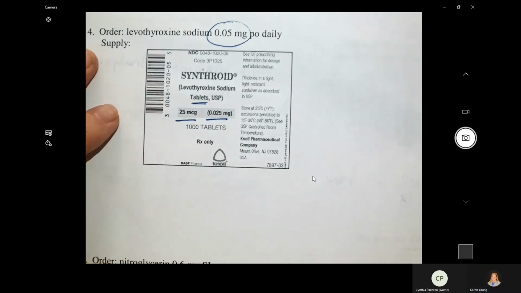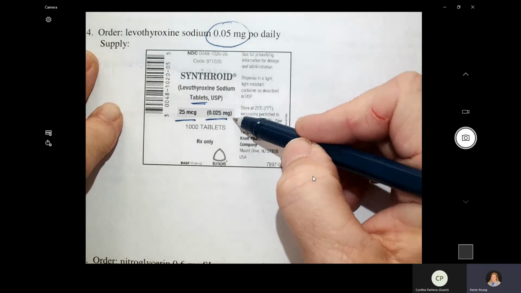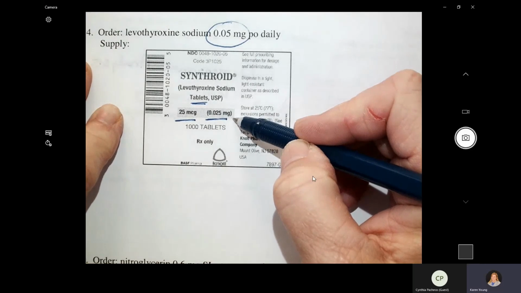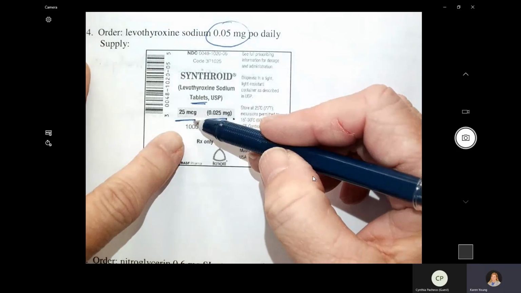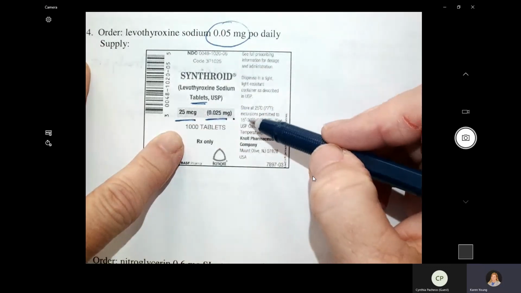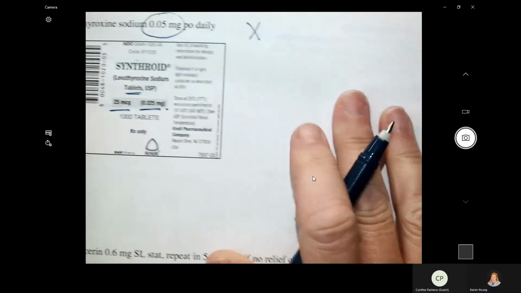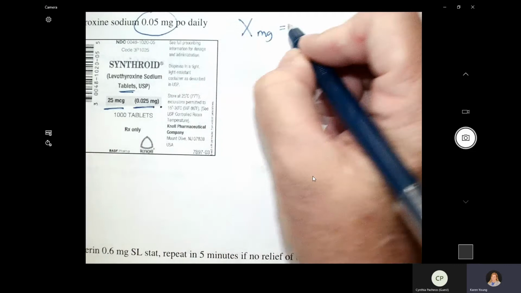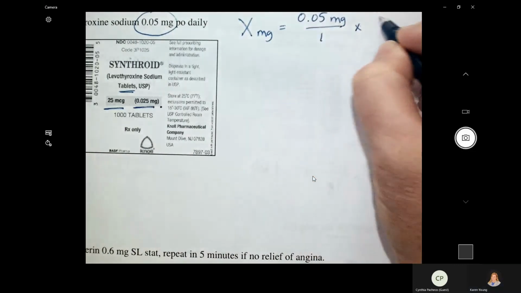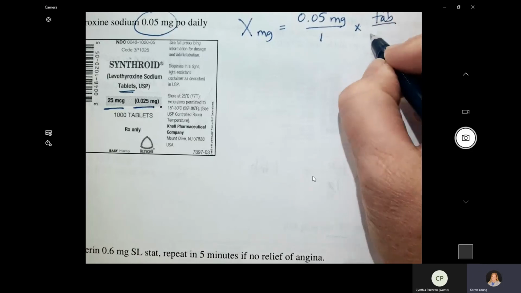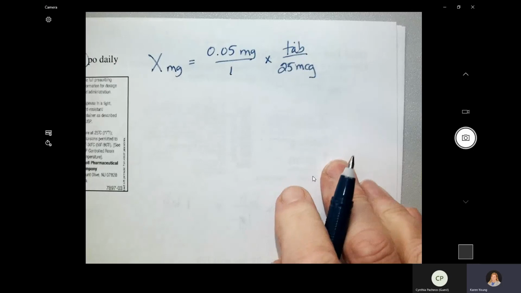All right. My thing has always been, if it orders in milligrams, and I've got a supply strength in milligrams, I want to use that strength. But if I use the micrograms and do the conversions, I'm still going to get the same thing. These are equivalent measures, and I work it both ways. So my order is 0.05 milligrams over one tablet over 25 micrograms. Okay, so do this one first.